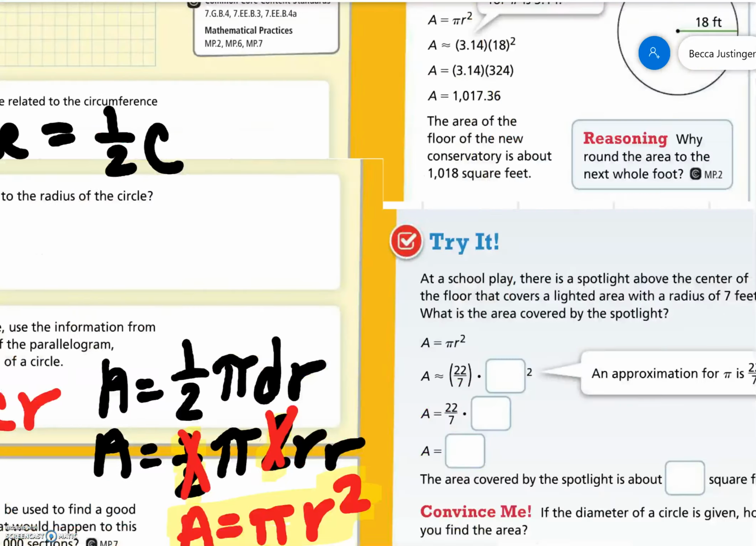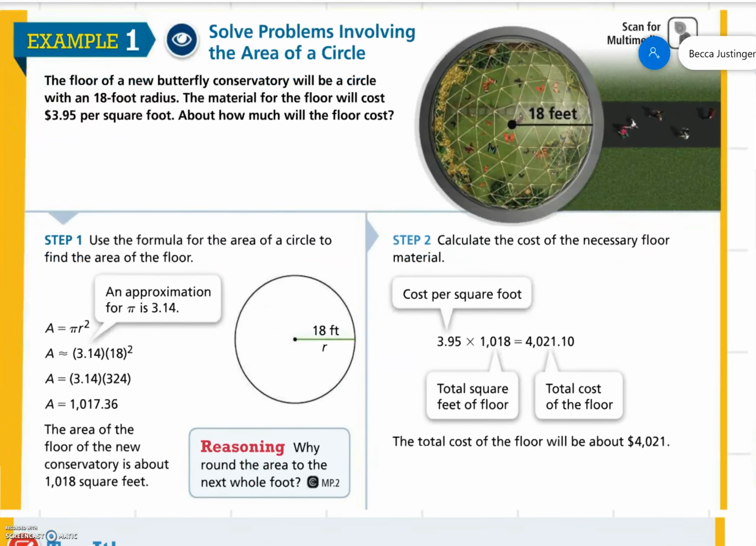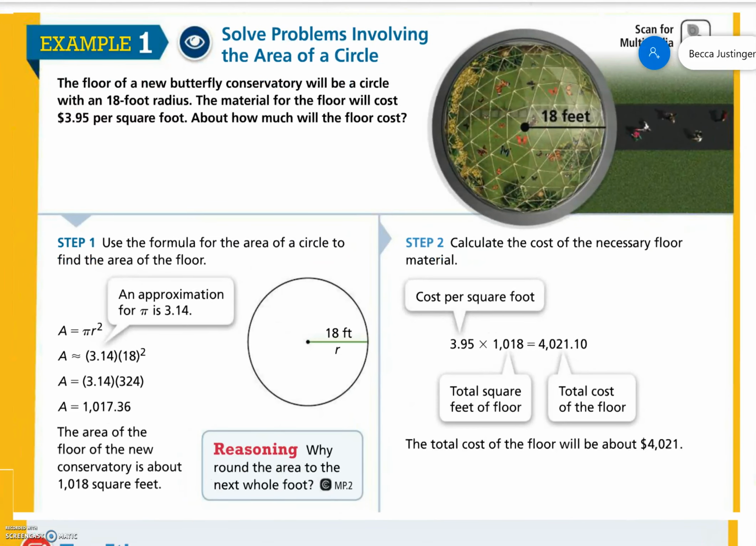All right, example number 1. Solve problems involving area of a circle. The floor of a new butterfly conservatory will be a circle with an 18-foot radius. The material for the floor will cost $3.95 per square foot. About how much will the floor cost?